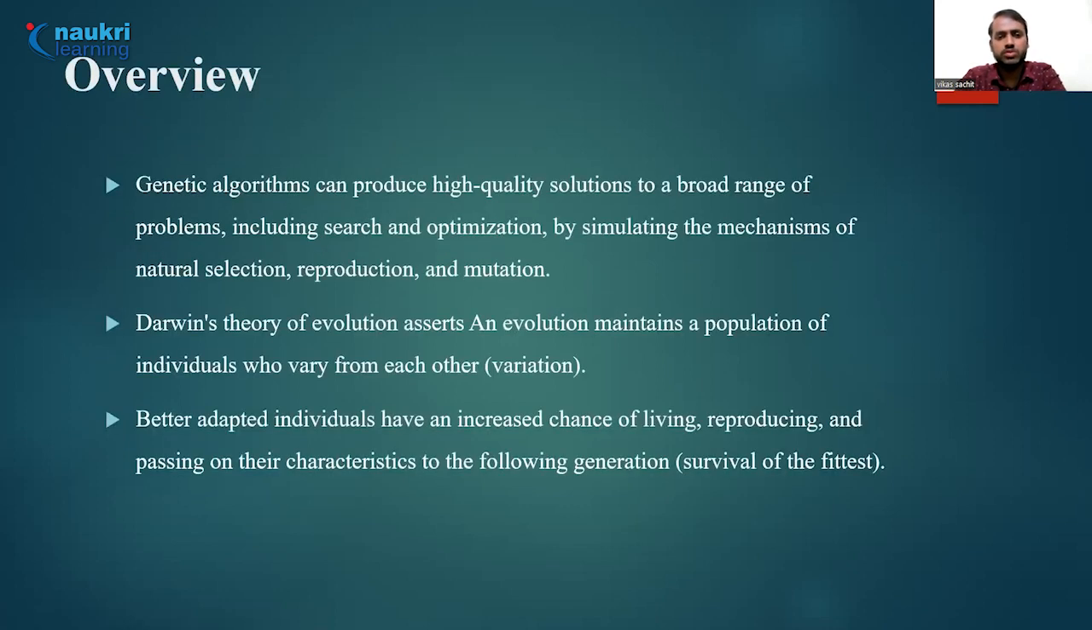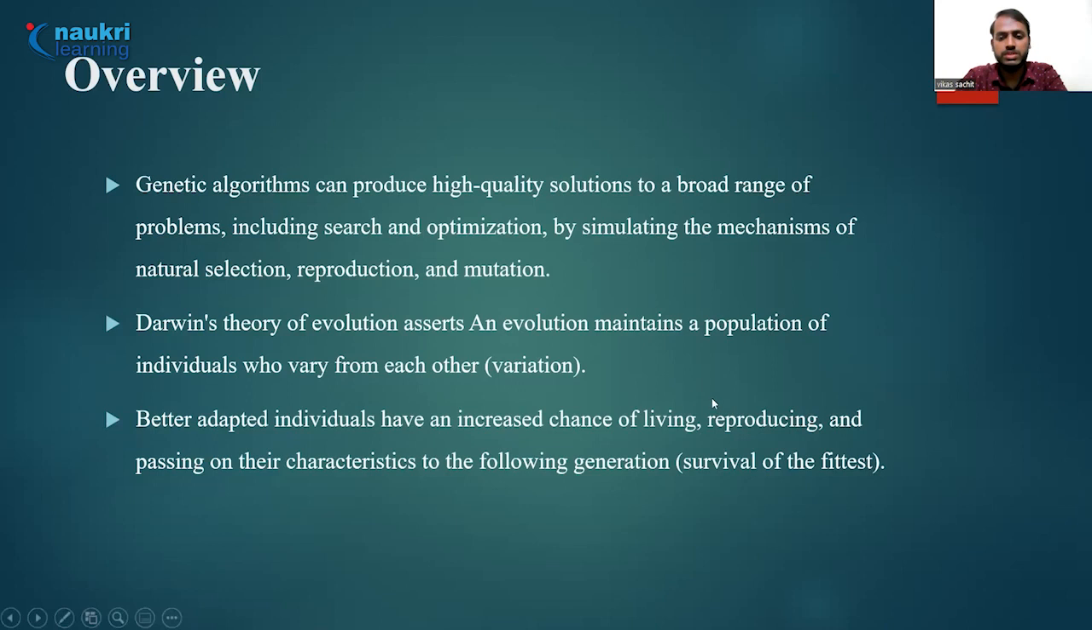Now let us head to the overview. The overview covers the terms and terminologies used in genetic algorithm, out of which we have to remember two concepts: one is variation and one is survival of the fittest. The survival of the fittest concept is Darwin's theory of evolution. Variation is how the population varies, how different they are in their genes and how their properties are different. That is what is called variation.